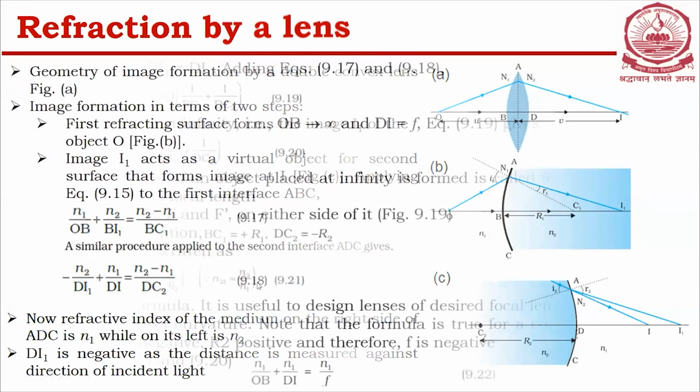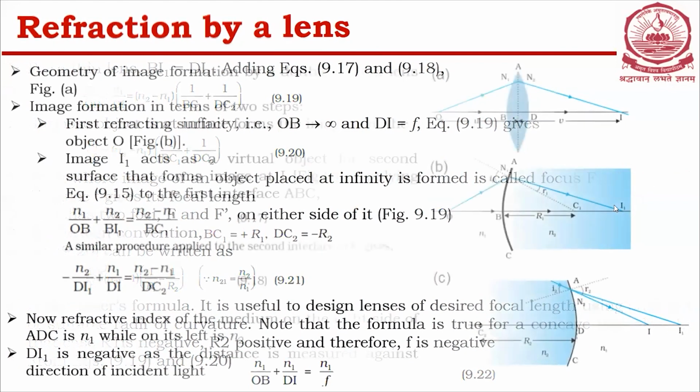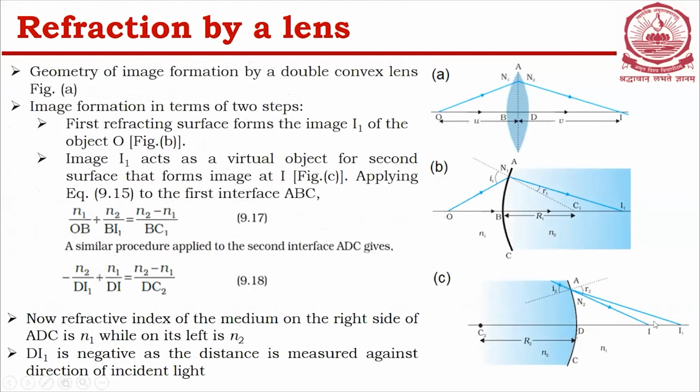Now for a thin lens, BI1 is equal to DI1. What is BI1 to DI1? BI1 should be equal to DI1, so that means the distance is very, very small, because it is a very thin lens.